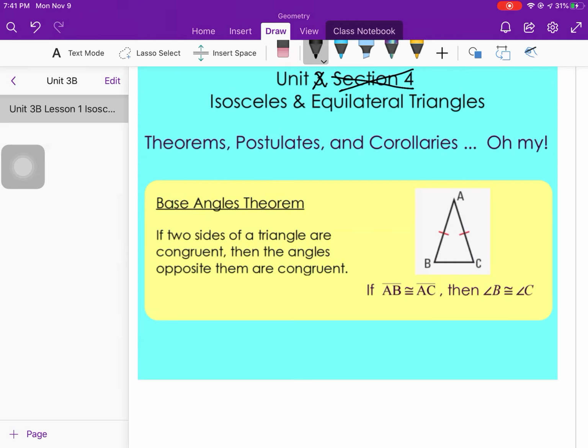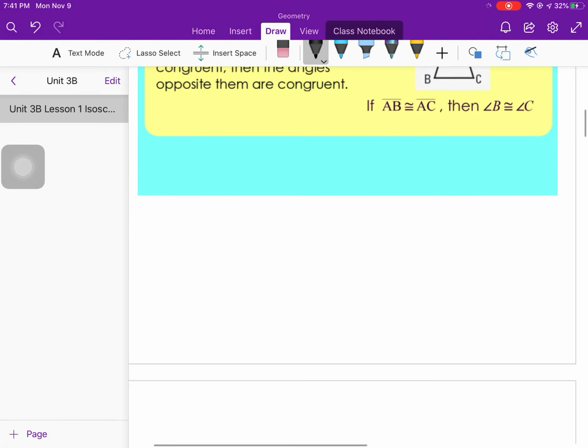So the base angles theorem states that if two sides of a triangle are congruent, then the angles opposite of them are congruent. So this basically applies to any given isosceles triangle. The fact that these two sides are congruent forces this angle here, opposite of that, and this angle here, opposite of that, to also be congruent. So that's why AB and AC are congruent, therefore B and C are congruent.